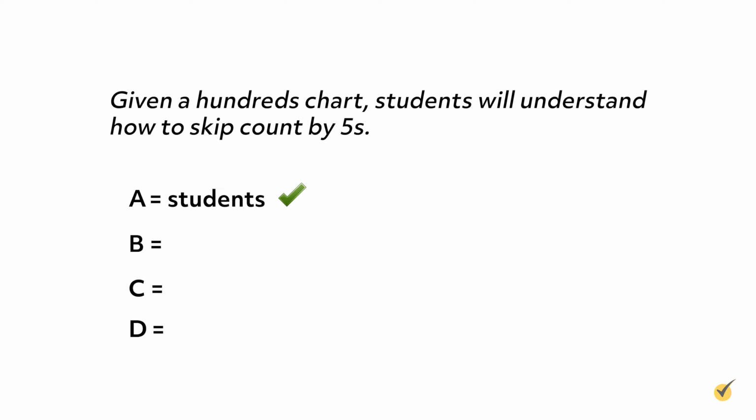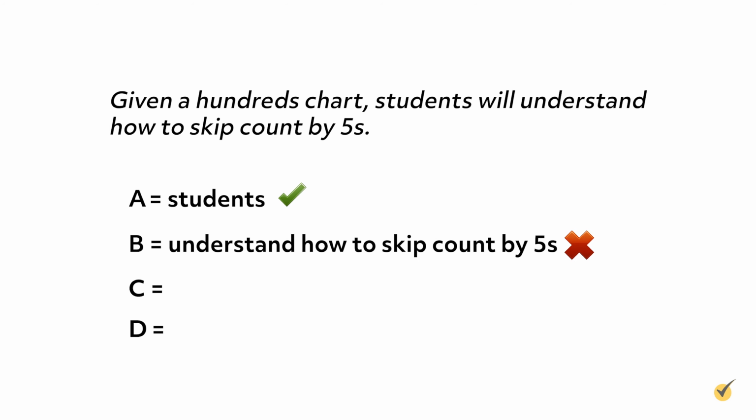This objective identifies the audience, the students. It attempts to identify the expected behavior, but it uses a vague rather than a specific verb. It's difficult to observe and measure whether or not students actually understand something, as that may be interpreted by people differently. It identifies the condition by stating that students will have access to a hundreds chart. It is missing the degree, as it does not explain how well students are expected to perform the skip counting.